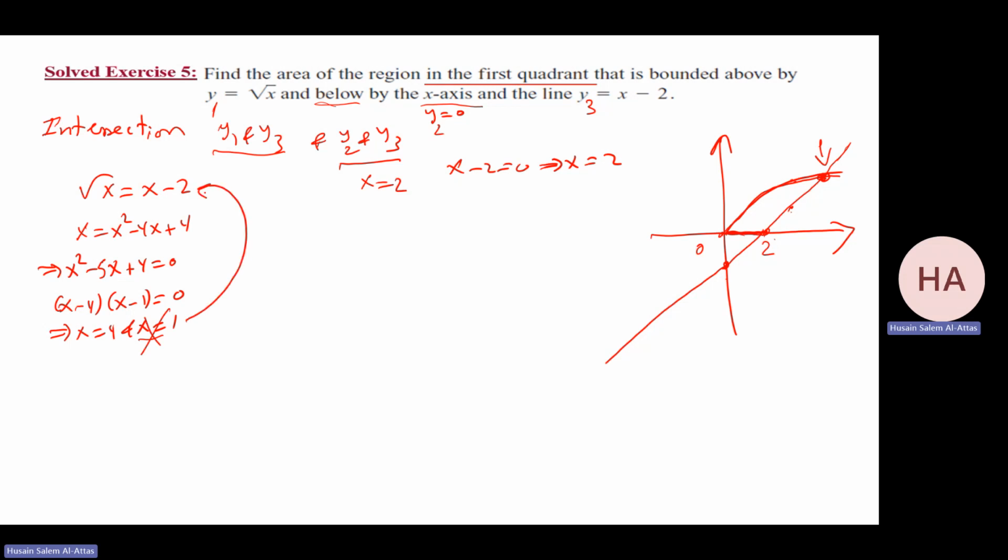One will not satisfy the equation. If you plug it here, I'm getting 1 equals minus 1. You know, when you square, sometimes you need to check. So the only solution is x equals 4. So this is 4. Class, now what will be my area?